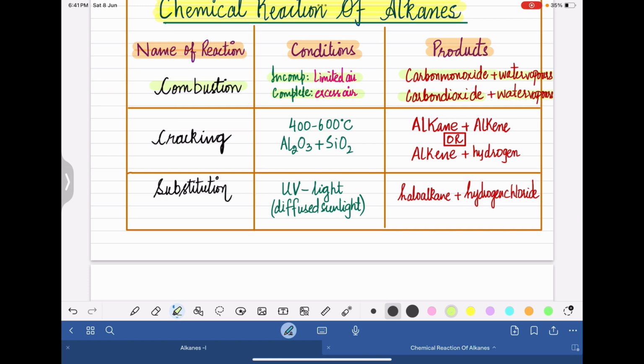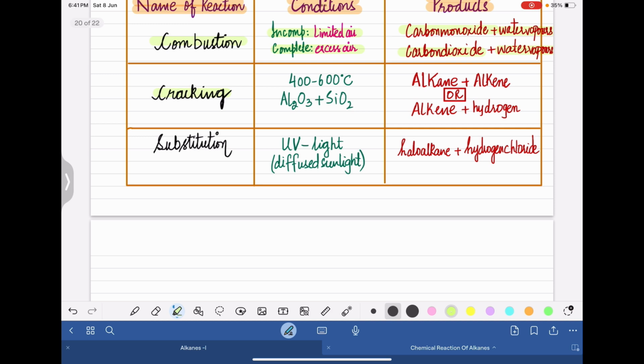Next chemical reaction is cracking. In cracking, larger chain alkanes are broken down at a temperature of 400 to 600 degrees Celsius in the presence of aluminium oxide and silicon(IV) oxide as the catalyst, in the absence of air, and as a result an alkane with an alkene is formed, or an alkene with hydrogen as a byproduct is formed.